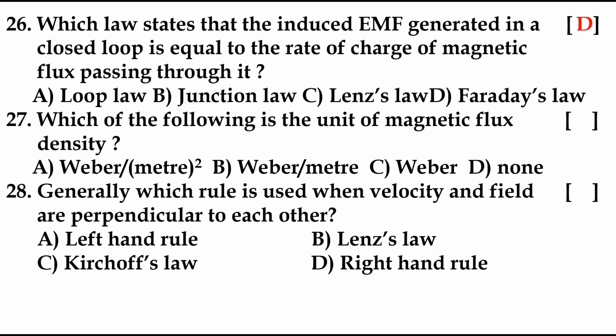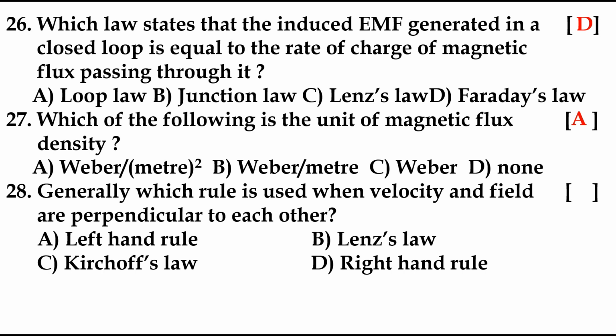27. Which of the following is the unit of magnetic flux density? A. Weber per meter square. B. Weber per meter. C. Weber. D. None. Answer is option A. Weber per meter square.